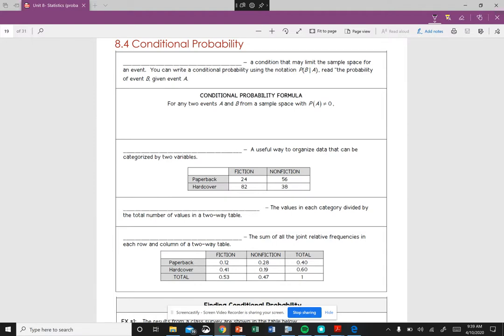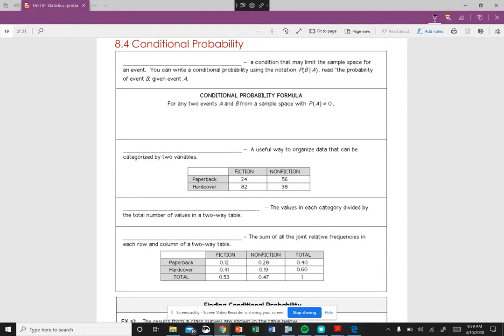We're starting on conditional probability. We just finished our first proficiency check for this unit, and now we're moving on to the next thing. So conditional probability is kind of cool. It's a condition that may limit the sample space for an event. A conditional probability might be like, given that they're in eighth grade. So you're not taking the entire world population, you're only looking at eighth graders. So it's that kind of stuff.